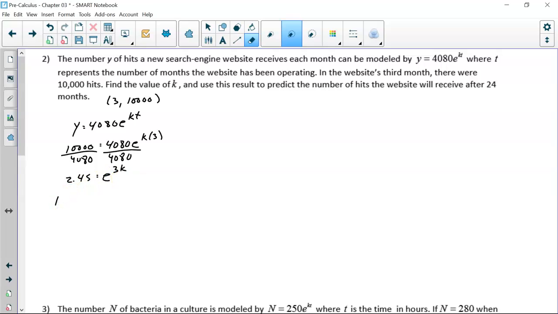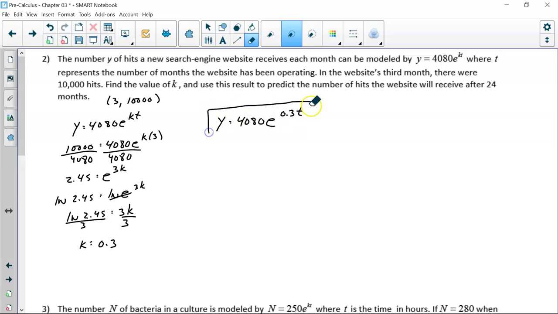To get rid of e, we're going to use the natural log on both sides. Natural log of 2.45 equals the natural log of e to the 3k. The natural log of 2.45 equals 3k. Divide both sides by 3. k equals, and that's going to be about 0.3. There's our value for k. So our model, y equals 4,080 e to the 0.3t. There's the model for this information.